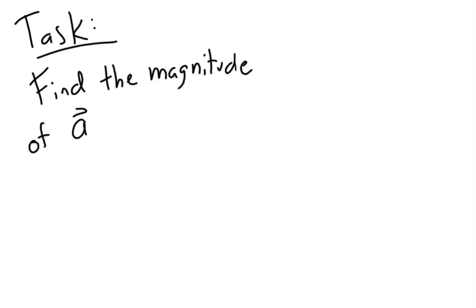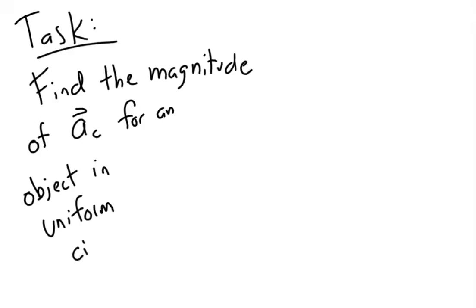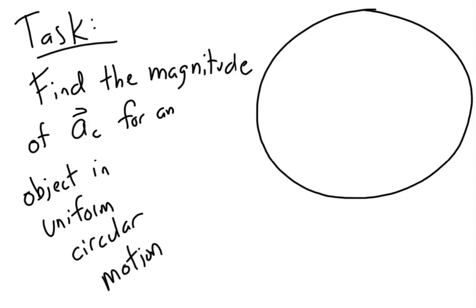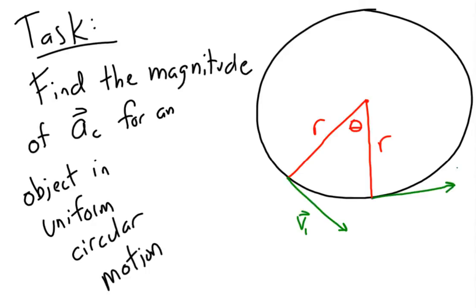So this is our task for the rest of this video. We are going to find the magnitude of the centripetal acceleration for an object that is traveling in uniform circular motion. And to do that, we're going to need to draw a rather large circle, so I'd recommend you draw this really large if you're following along with your own notes. And we'll just focus in on two points as the object travels in that circular path from right here over to here. So we'll call this point 1 and this point 2.